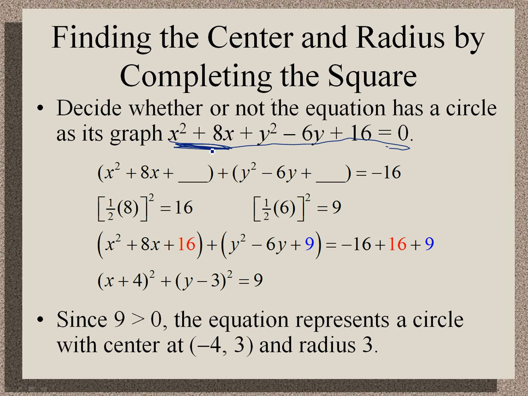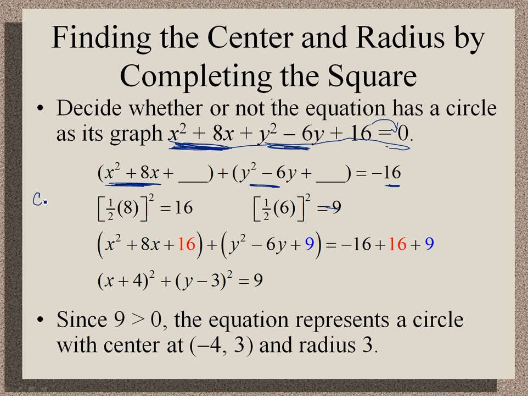We want to group the x squared and the x term. That's here. You want to group the y squared and the y term. Oops, that's here. And you want to start by taking this constant over to the right side of the equation. That changes it to a negative 16.